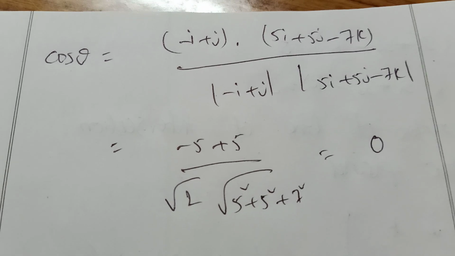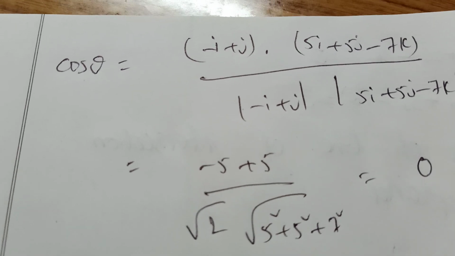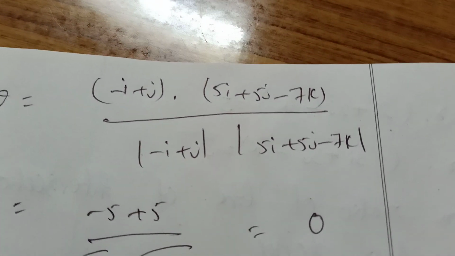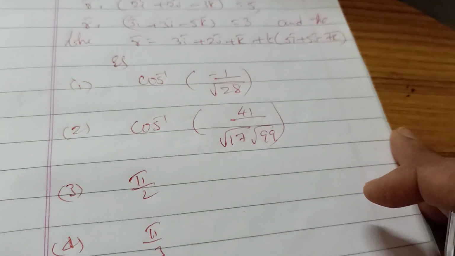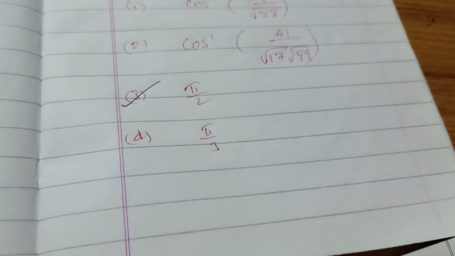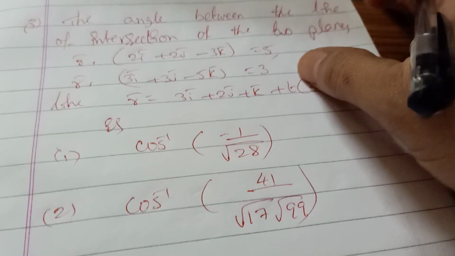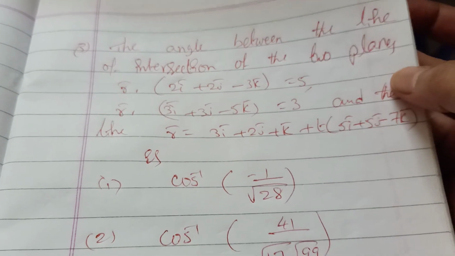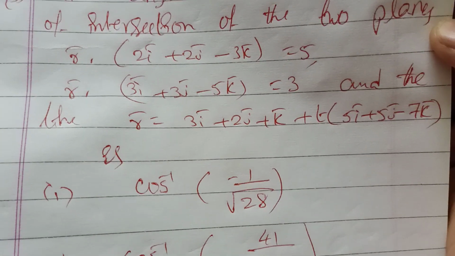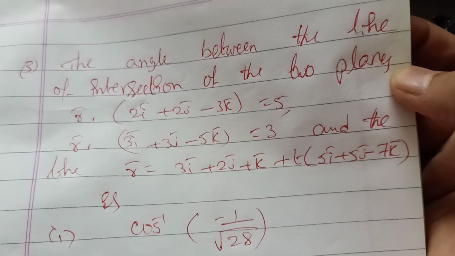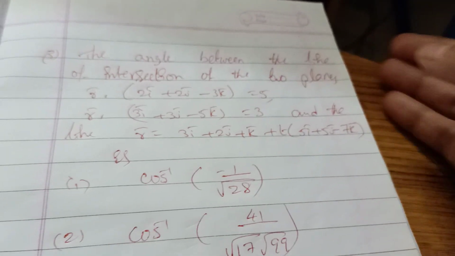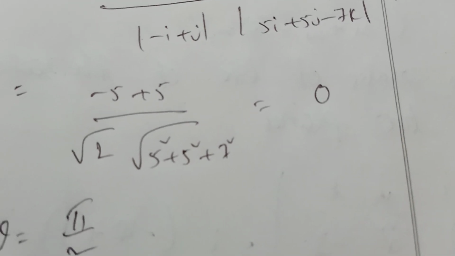Yeah, cos 90 is 0, got it? That's why theta equal to pi by 2. What is our answer? See here, options are given. Got it? Easy method: just write the direction ratio of the intersection of the two planes, then next you should find the angle. Got it? One more time I am explaining here, listen.